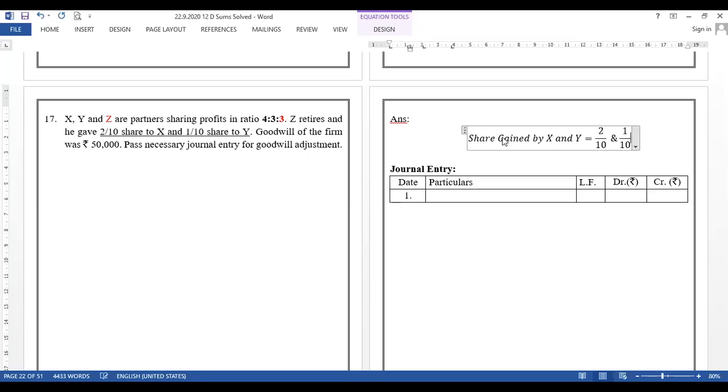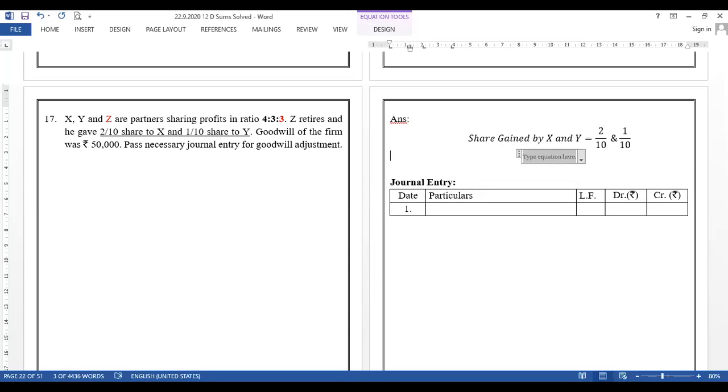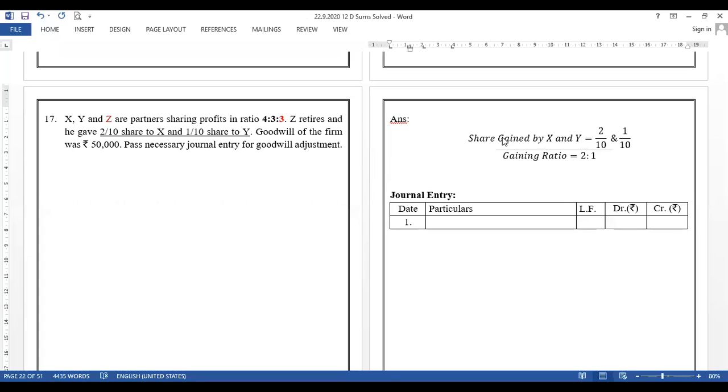When share gained is given, I need to calculate the gaining ratio. This is the only important point in the chapter. I need to know the gaining ratio. The gaining ratio can be seen as 2 ratio 1. That's all. Clear? Now what? Firm's Goodwill is given, the same calculation. I'm not asked to calculate the new ratio and all, nothing like that.